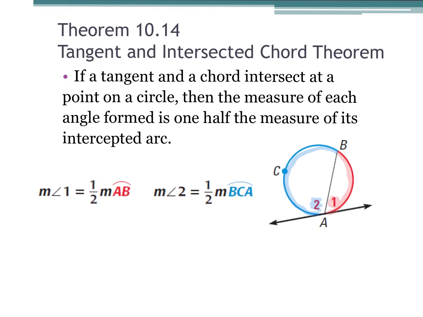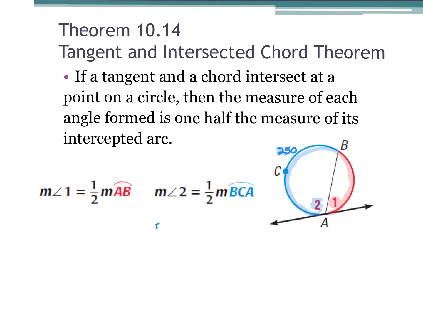So for example, if I told you the measure of the blue arc was 250 degrees, then to find the measure of angle 2, the measure of angle 2 is equal to 1/2 its intercepted arc there, the BCA. So 1/2 of 250 degrees gives me the measure of angle 2 to be 125.